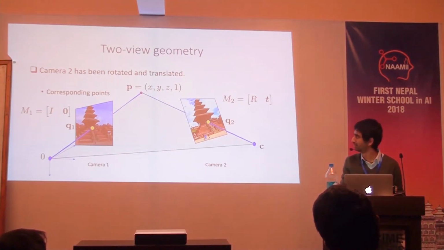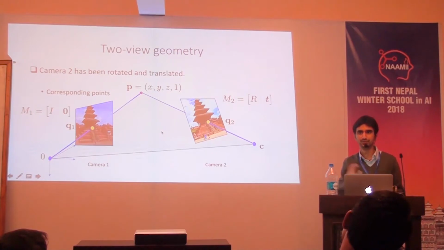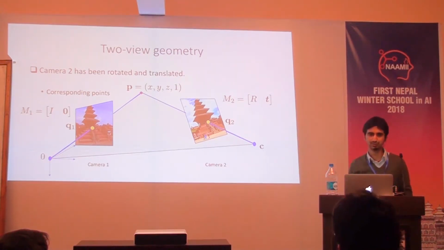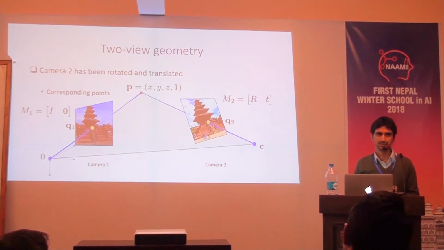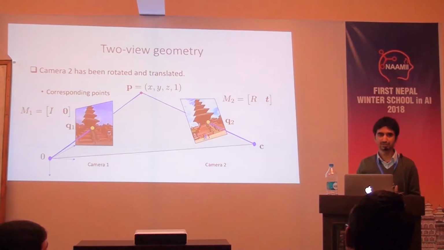So Q1 and Q2, is there a relation between them? Or you probably cannot tell anything between those 2 points. So what can you tell about Q1, Q2, and P? Can you tell something geometrically? What do you see?